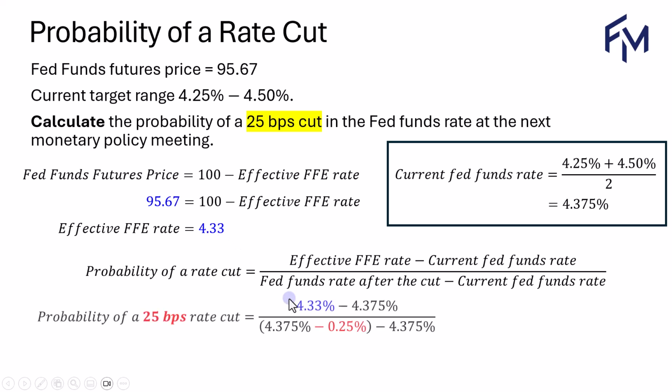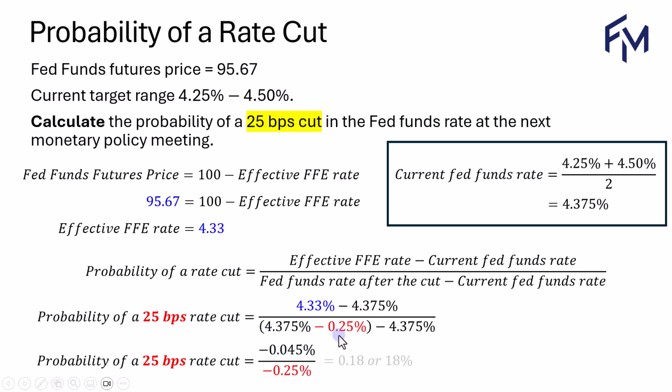And substituting the numbers in, we'll take 4.33% minus 4.375%, and the denominator will be negative 0.25%. So while we are trying to calculate the probability of a 25 basis point rate cut, the market is only factoring in a 4.5 basis point cut. And that equals 0.18, or 18%.